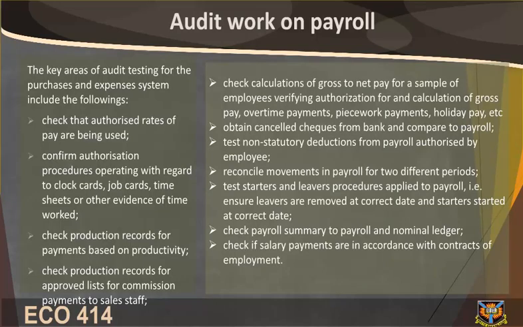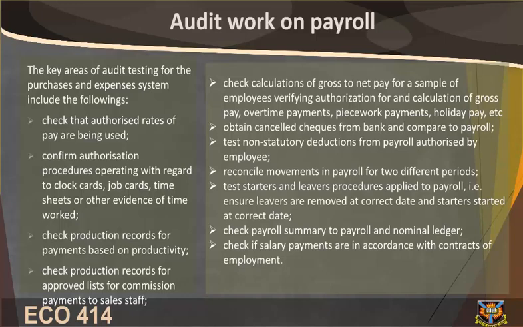The key areas of audit testing for the purchases and expenses system include the following. Check that authorized rates of pay are being used. Confirm authorization procedures operating with regard to clock cards, job cards, timesheets, or other evidence of time worked. Check production records for payments based on productivity. Check production records for approved list of commission payments to sales staff.